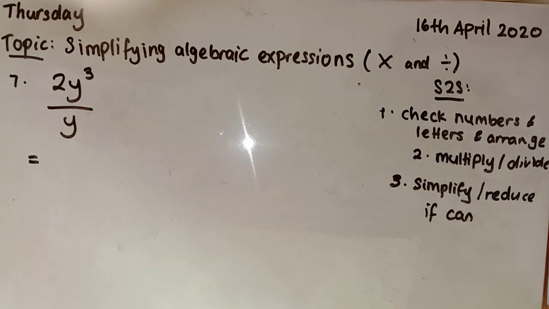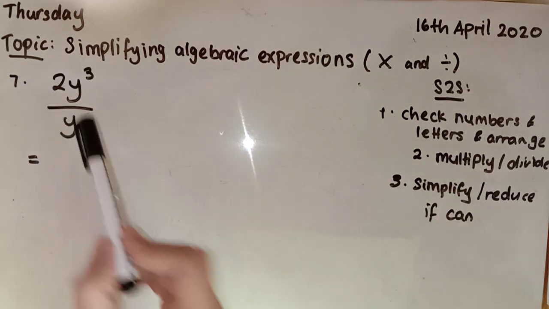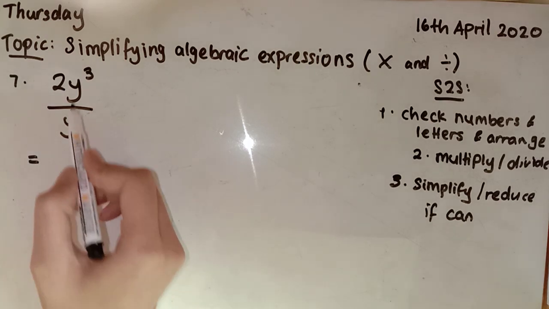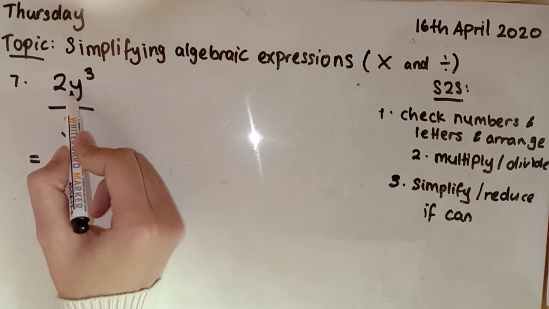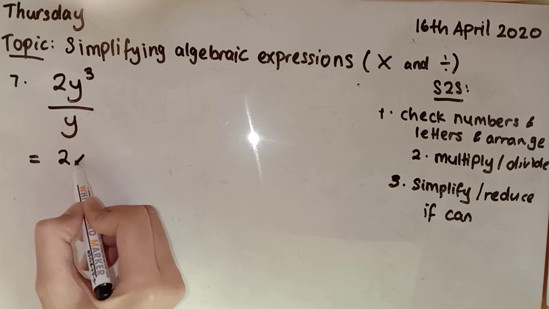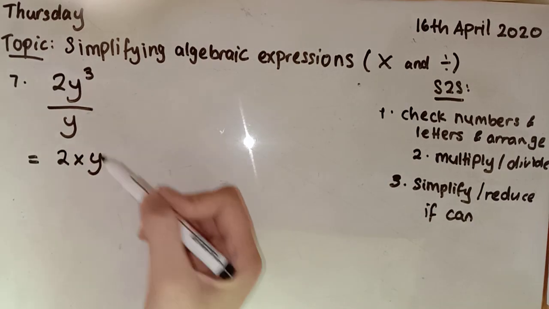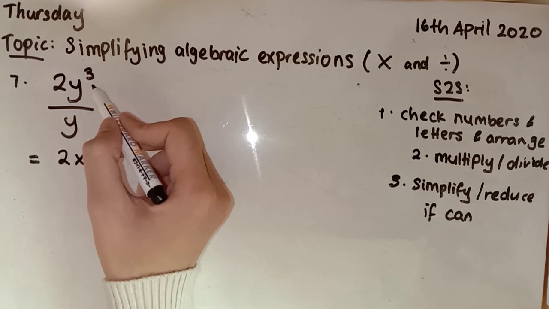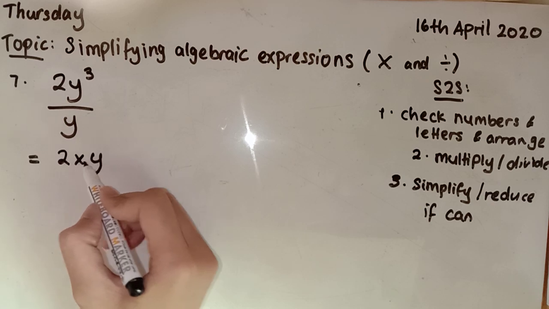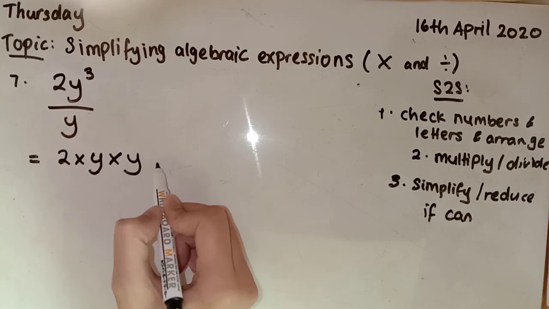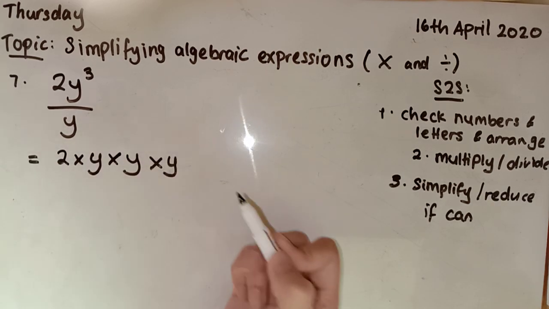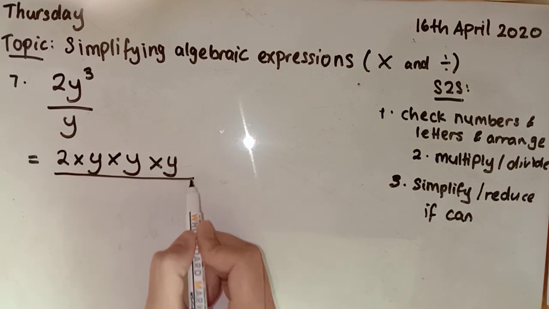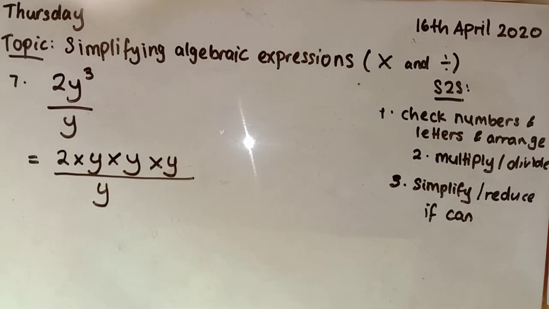Let's see. So, di atas ni, apa artinya ni? What did I tell you just now? 2y artinya 2 times y. Tapi y-nya berapa kali? 3 kali kan? So, 2 times y times y times y over y. Okay, we have done this before.